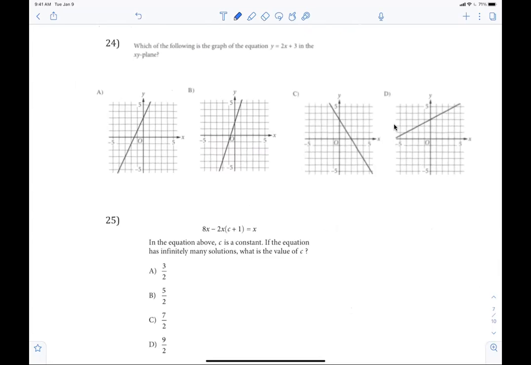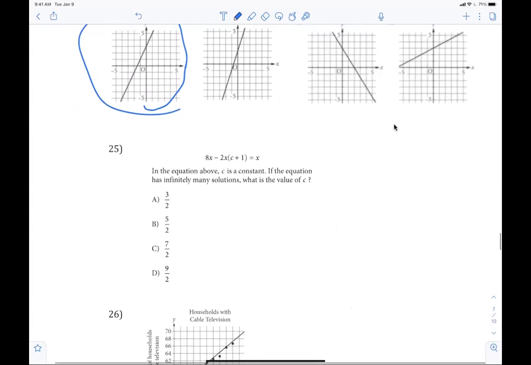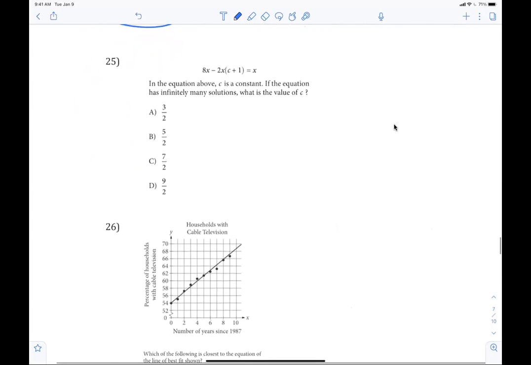Move on. All right. What about 24? Which of the following is the graph? That's embarrassing too. Which one? A? Anybody need help with that? All right, finally, one that's a little bit more challenging, number 25. Somebody. What'd you get? B. Somebody said B.